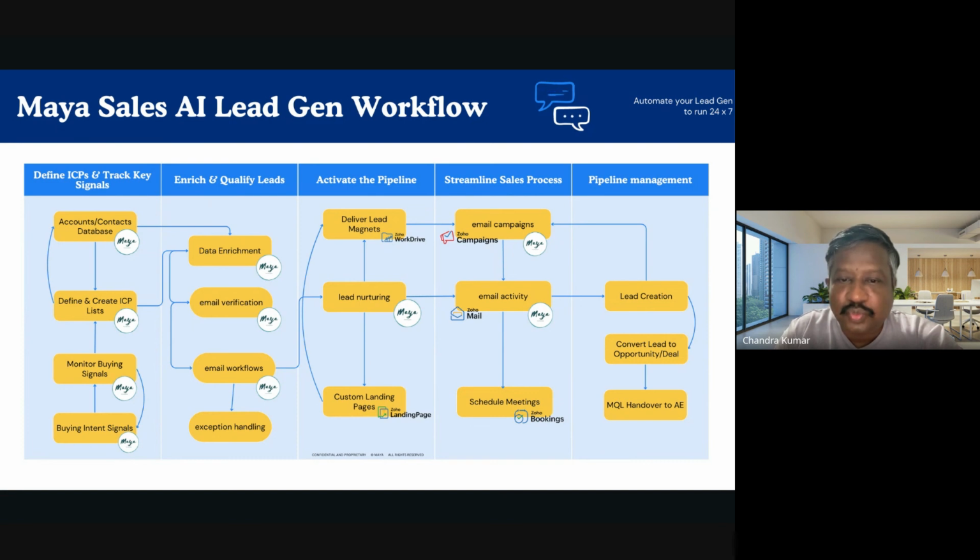However, please note, while I have walked you through this as a very linear setup from defining ICPs all the way up to pipeline management, all these activities are going to be run in parallel by Maya as the AI agent. While emails are being delivered and nurtured, you'll also see newer accounts and contacts being added to the ICP list. Their emails get verified, then the lead magnets get delivered, and the process of lead creation and conversion to MQL continues to happen.